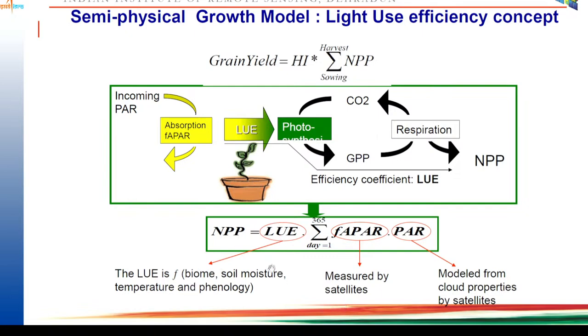This can all be acquired from remote sensing data. This is also possible from Earth observation satellite data: fraction of absorbed photosynthetically active radiation, and photosynthetically active radiation, which is a part of solar radiation, observed by a geostationary satellite, or simply derived from cloud properties from some Earth observation satellite also.